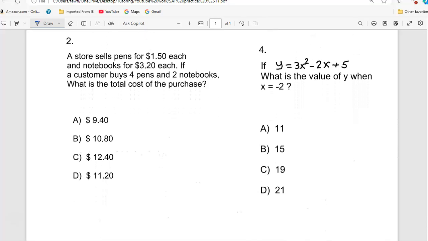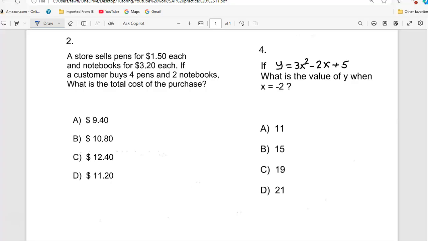A store sells pens for $1.50 each and notebooks for $3.20 each. If a customer buys 4 pens and 2 notebooks, what is the total cost of the purchase? Okay, give it a try. You can pause and play it again and check your answer.